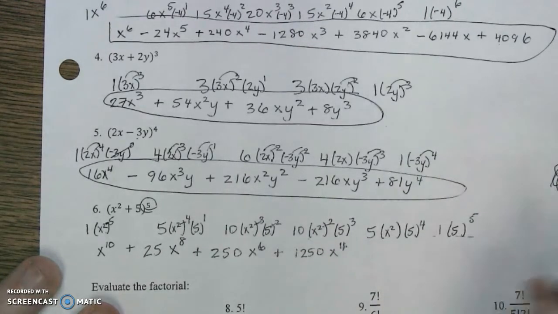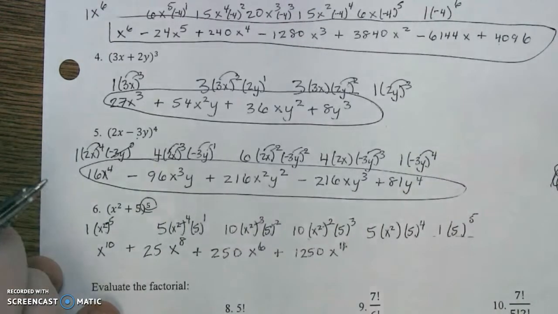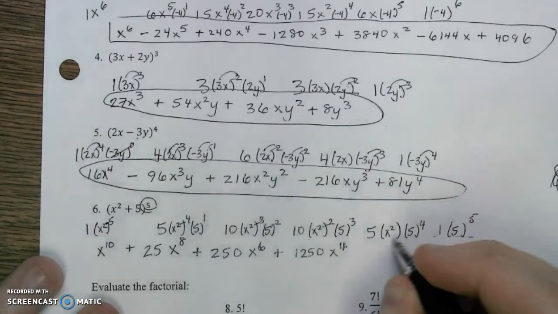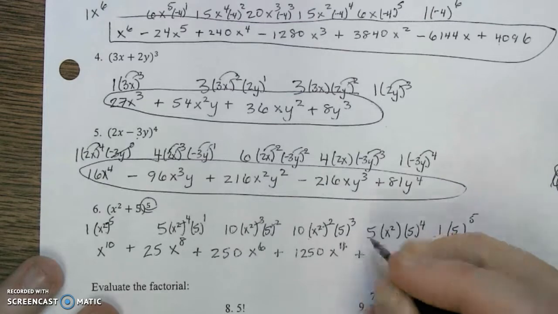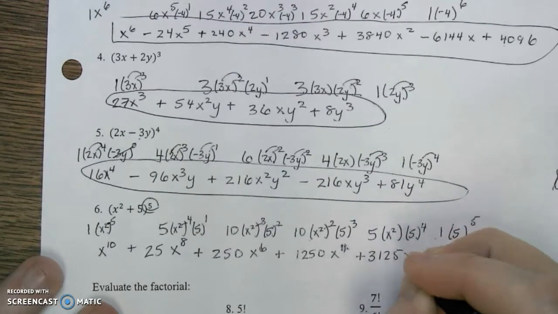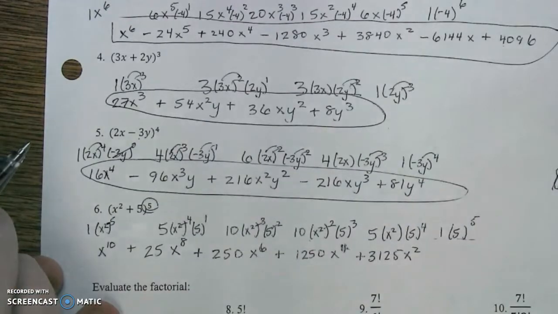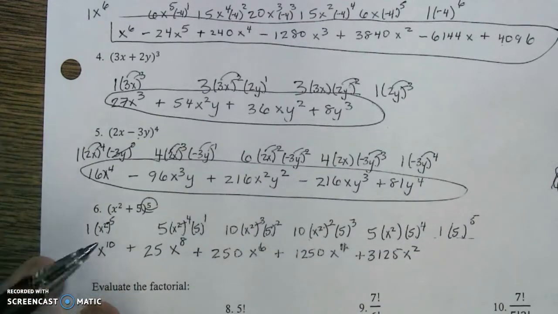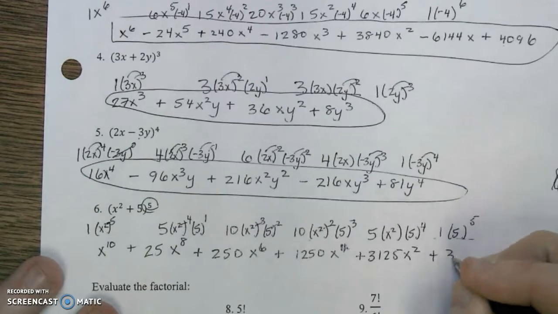And then I've got 5 to the fourth times another 5. So that will be 3,125 x squared. And then I've got 5 to the fifth again, which would be 3,125.